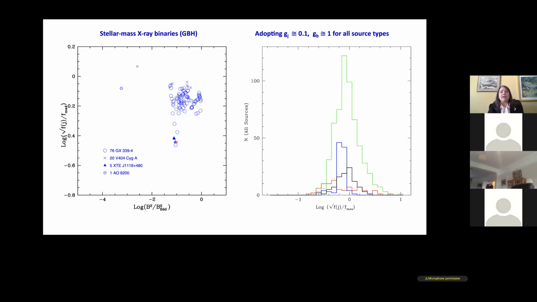And you can see the different values for the different stellar mass black holes. They all have roughly a mass of around 10 solar masses. So the crosses are V404 Cyg A, and a lot of them cluster around here, and there's one measurement here. There are 5 measurements of J1118+480, and they're all very, very similar. They're all sort of lying on top of each other here.